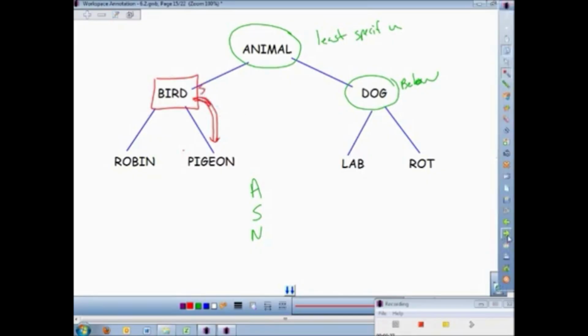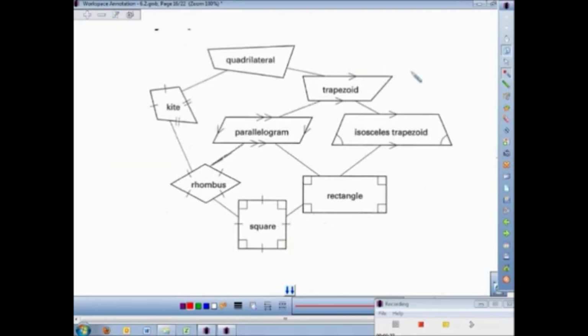So, let's see how that game works with this quadrilateral hierarchy. Okay, first let's study it. This is the least specific quadrilateral that we have around. It's just called the quadrilateral. It's just a polygon with 4 sides. And then if we branch off to the right of that, the next least specific is a trapezoid. It's just got at least 1 pair of parallel sides. And then hopefully you understand that an isosceles trapezoid is a type of a trapezoid. It's still got at least 1 pair of parallel sides, but it's also got base angles equal.